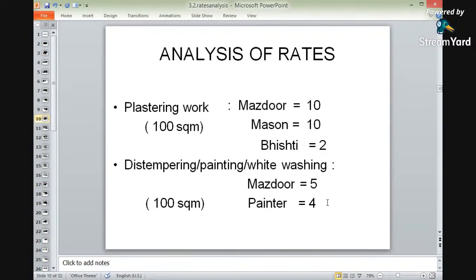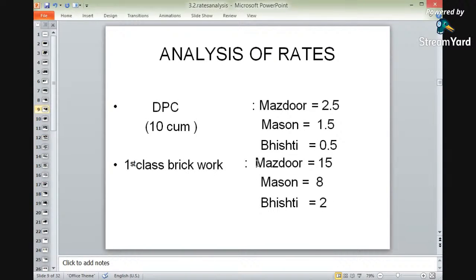Plastering works, these quantities are to be kept in mind for calculations. These are made for 100 square meters, or in the last slide we saw 10 cubic meters. This is also for 10 cubic meters. So these calculations have been made for 10 cubic meters, therefore the calculations come out in fractions.